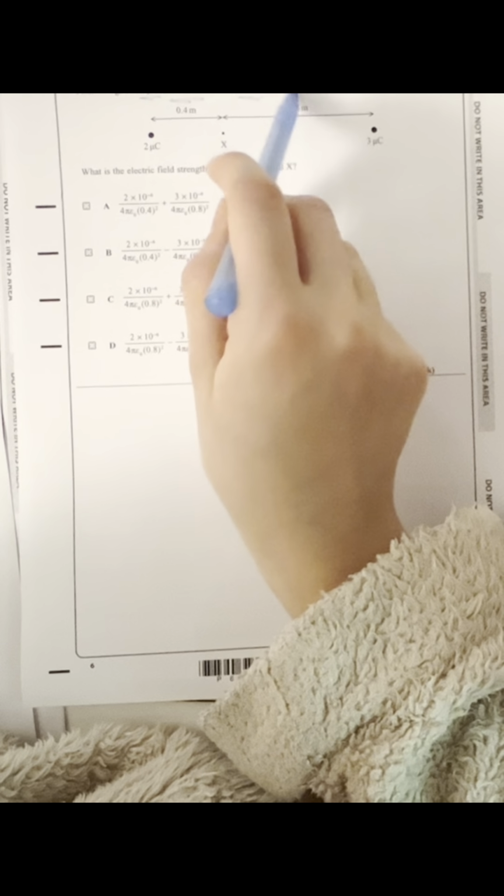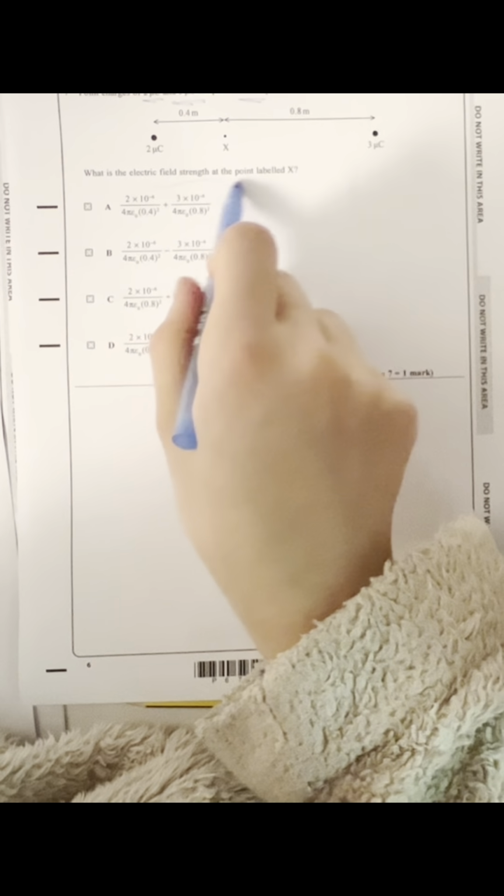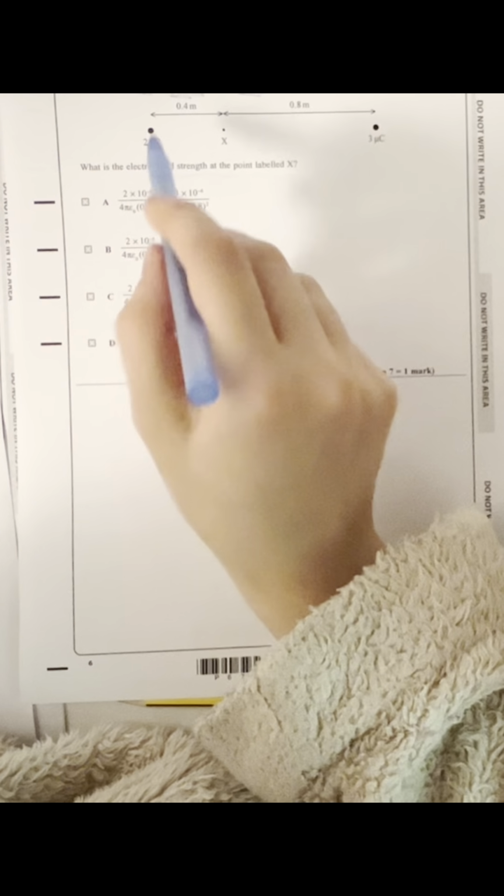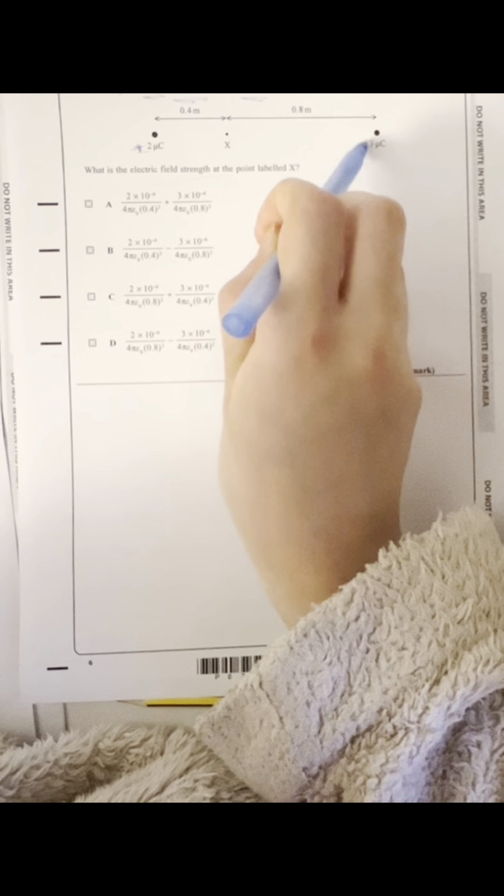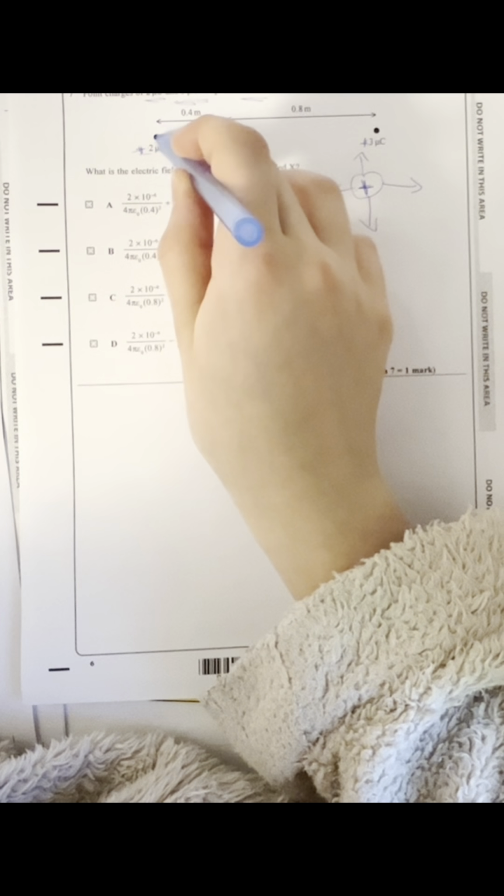Question number 7. Point charges of 2 microcoulombs and 3 microcoulombs are placed 1.2 meters apart as shown. What is the electric field strength at the point labeled X? Because there isn't a negative sign, we know that it is a positive charge here and here. And in an electric field, the direction of the electric field goes away from the positive charge. So we know that it goes towards X here, so to the right, and here it goes to the left, because it is away from the positive charge.